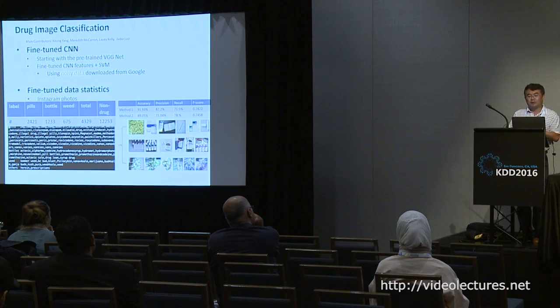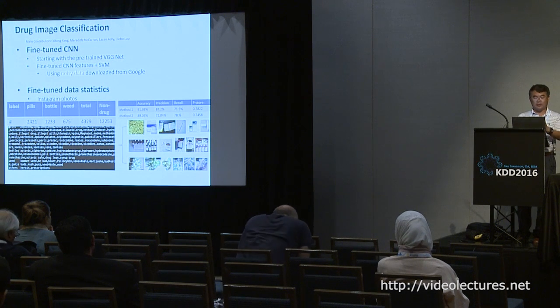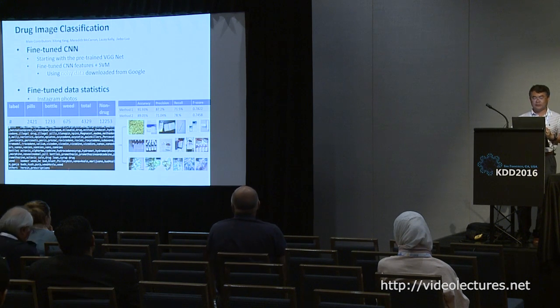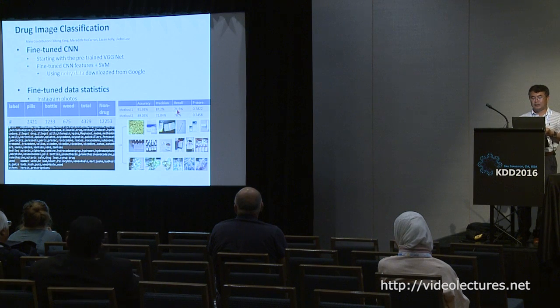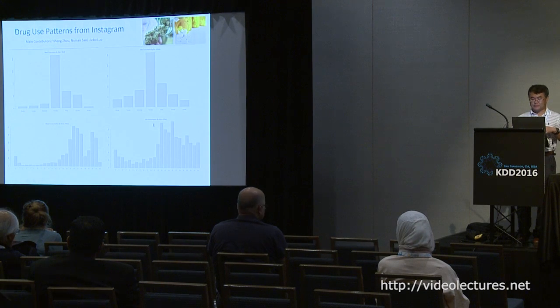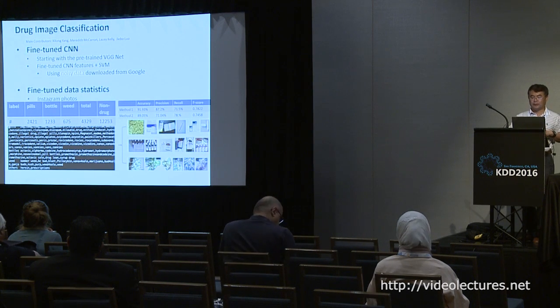So we want to do it automatically. This is what we did. We have a dictionary of drug-related hashtags and keywords, and then we trained an image classifier to recognize weeds, syrup, and pills. And then we put all these things together, and we are getting an accuracy of 90%.